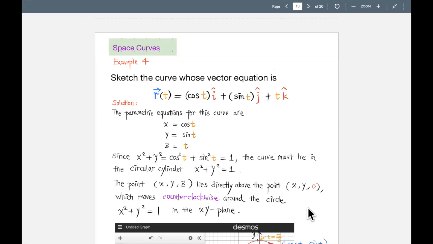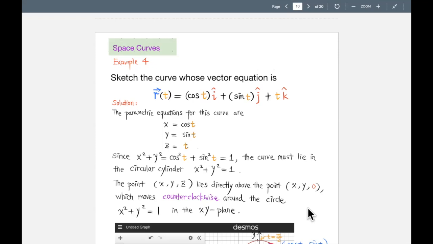Now, whenever you see sine and cosine, that will remind you of the trig identity: sine squared plus cosine squared equals 1. So when you have something like this, you can make use of that identity. So I know that x squared plus y squared is equal to 1, right?